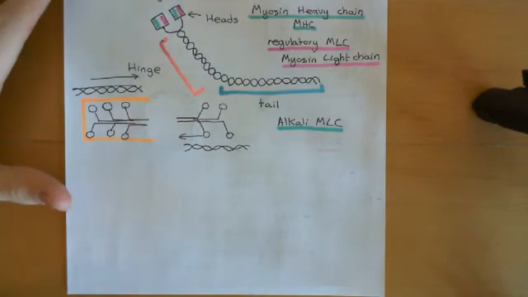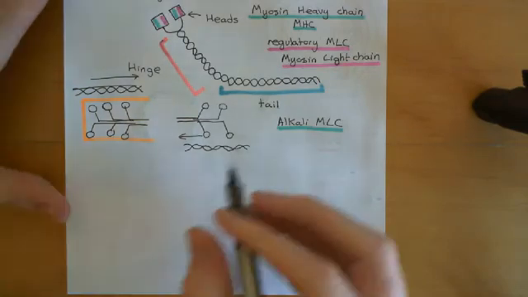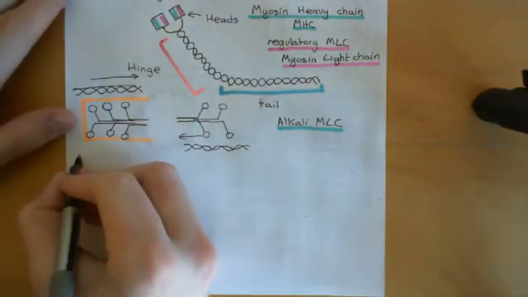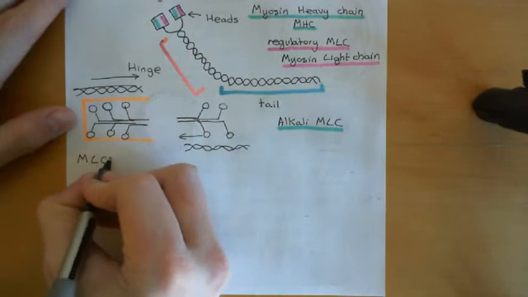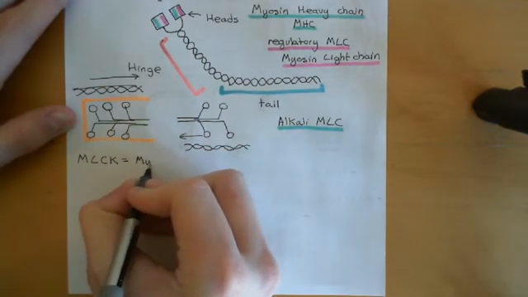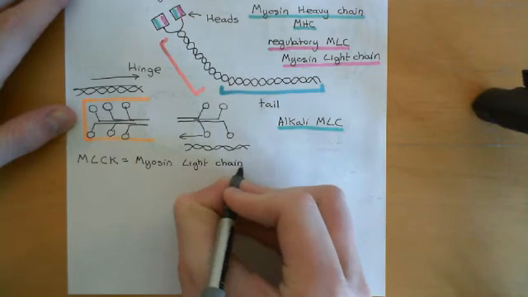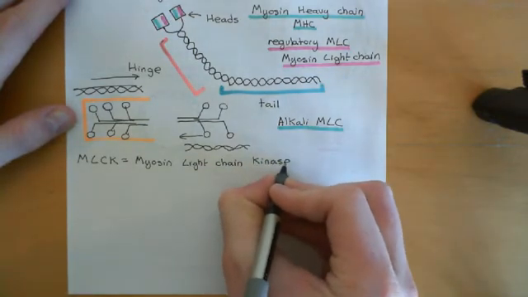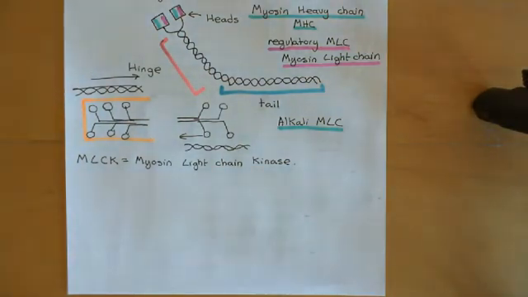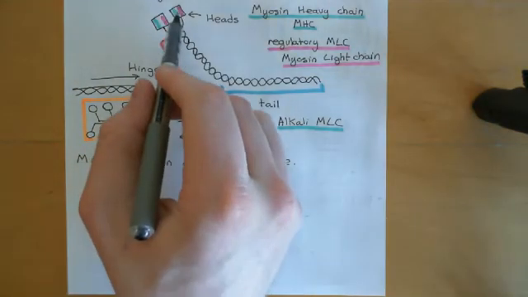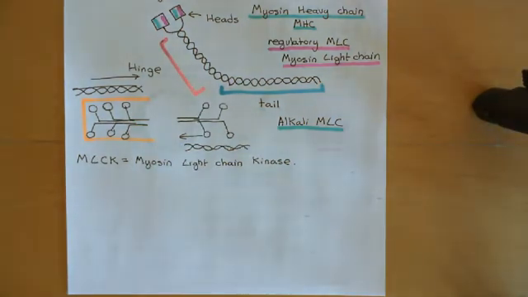Okay, so let me introduce you then to an enzyme which is going to phosphorylate the myosin light chain regulatory subunits. So this enzyme is known as MLCK for short, and this stands for myosin light chain kinase. Okay, so the M is for myosin, the L is for light, the C is for chain, and the K is for kinase. This is an enzyme which is capable of phosphorylating the regulatory myosin light chain, and when it phosphorylates the regulatory myosin light chain on these myosin heavy chain heads, then that myosin molecule can begin cross-bridge cycling and begin moving the actin filaments, and that then begins the process of contraction in the smooth muscle cell.